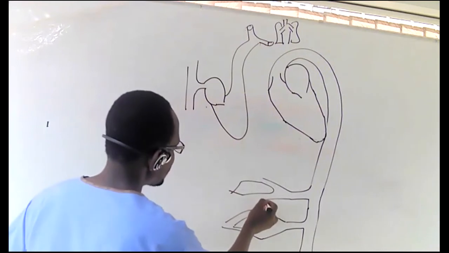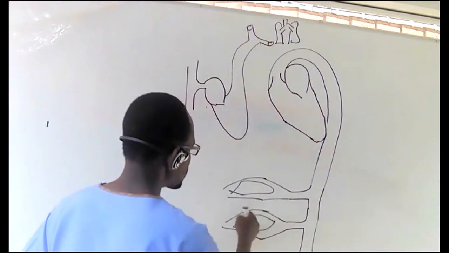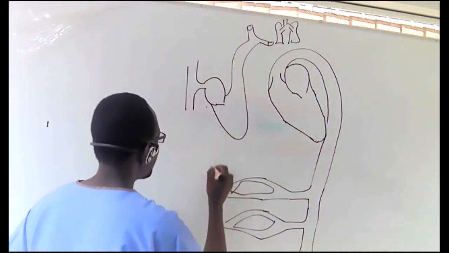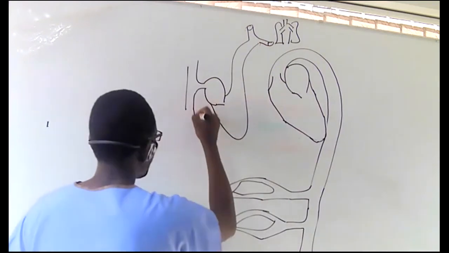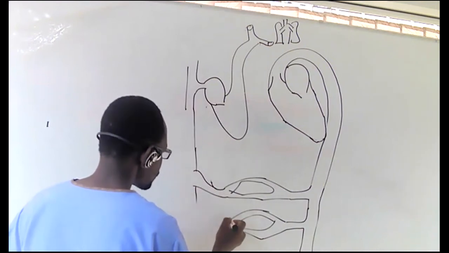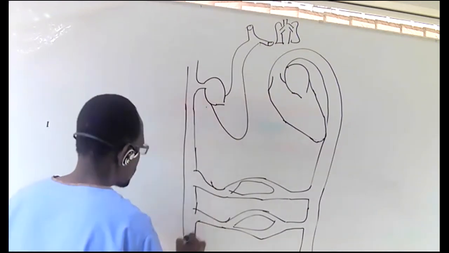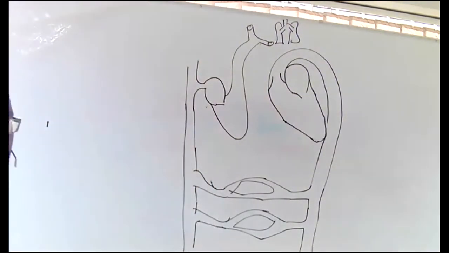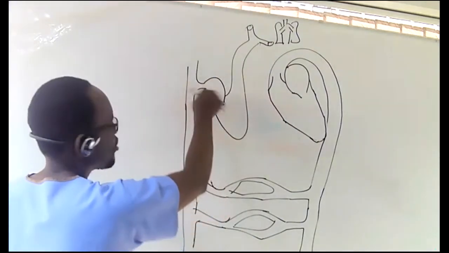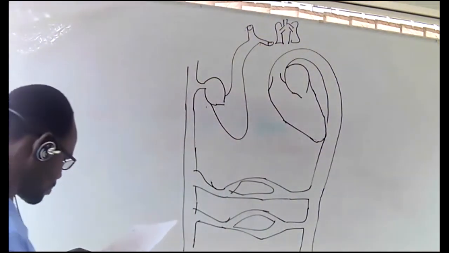So these are the arterioles, and then these are the capillaries. So you have the arterioles, you have the capillaries, and then you have the venules coming to link up with the other part of the heart, something like that.